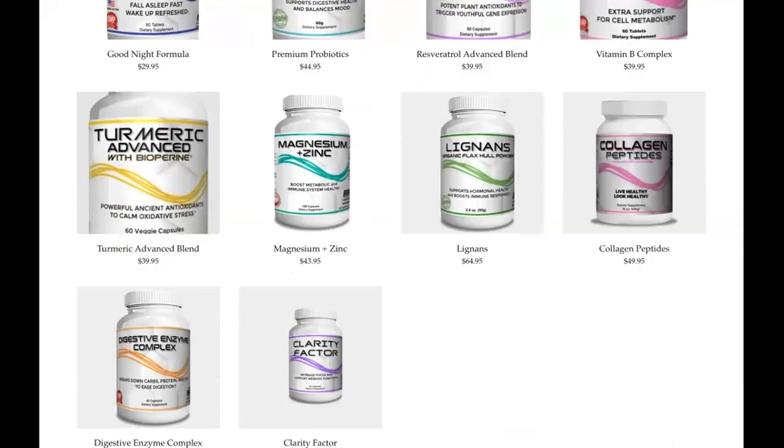Zinc, I take this daily, but if I'm sick, I'll take a double dose of it. So it's really important to keep your zinc levels at a decent level, especially if you start to feel sick. You catch that cold really early by taking an extra zinc.